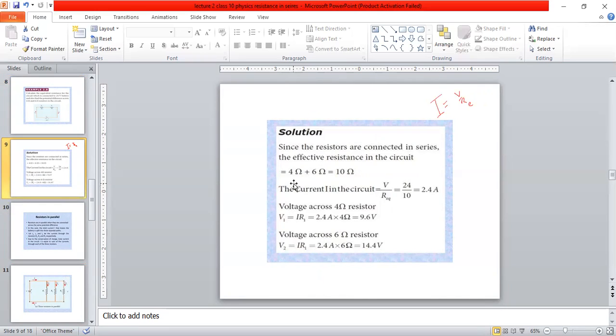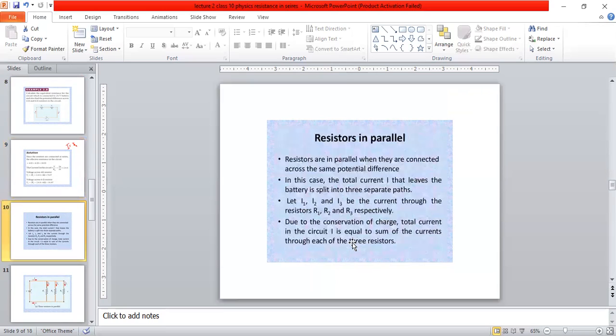Solution. You know the formula for equivalent resistance: R is equal to R1 plus R2, so the equivalent is 10 ohm. The current in the circuit is I equal to V divided by R equivalent. The battery voltage is given as 24 volt. Using the equivalent resistance calculated in the above step, the current is 2.4 ampere. Voltage across each resistor: the formula is V is equal to I R1. So V1 will be, since the current is the same in a series circuit, 2.4 ampere, and the resistance value is different. Multiplying by 4 ohm, it is equal to 9.6 volt. Similarly, we can calculate the second voltage across the next resistor.